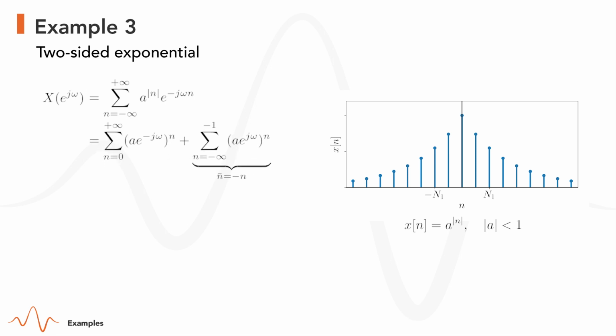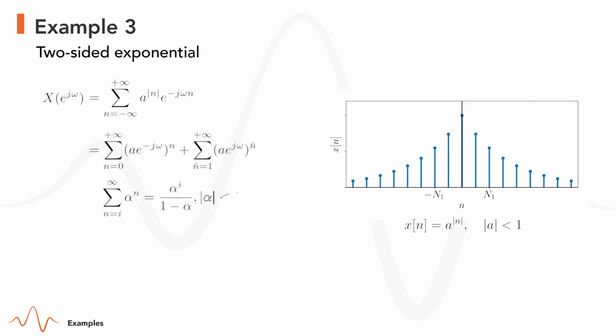Let us call n bar equals minus n, and replace accordingly the limits of the summation to 1 and plus infinity, and replace n by minus n bar in the terms that are being summed. We obtain in both summations that they are sums of geometric series. In the first one, the ratio is a times e to the power of minus j omega, and in the second one, the ratio is a times e to the power of j omega.